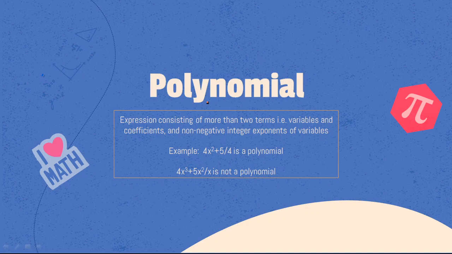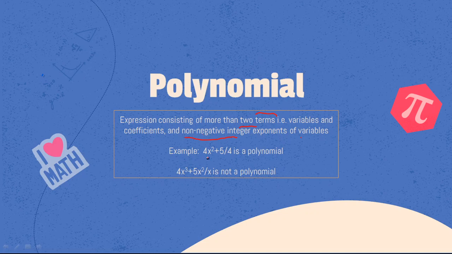Let's move to another very important concept regarding our topic today, and that's polynomial. What is a polynomial? An expression consisting of more than two terms. It can have two terms, it can have more than two terms. But what does term mean here? It means variables and coefficients or constants, and non-negative integer exponents of variables. That means variables should have non-negative integer exponents, and we can say positive integer exponents.